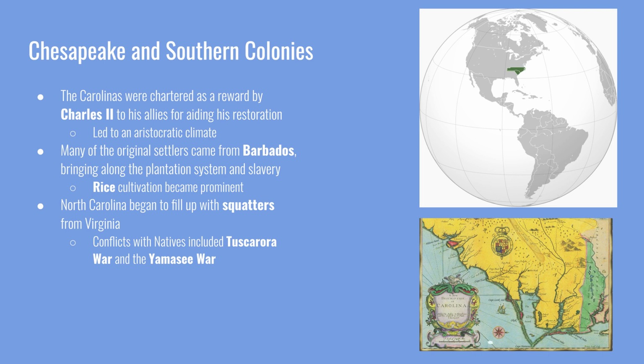Since the official settlement of the Carolina colony was slow and limited to what is now South Carolina, discontent and landless farmers began going into what is now North Carolina and squatting. Squatting is taking up a piece of land without having official rights to it. These squatters weren't sanctioned by the colonial governments, and they definitely weren't sanctioned by the native populations that occupied that territory. Therefore, it led to greater conflict with natives in the form of the Tuscarora War and the Yamasee War.